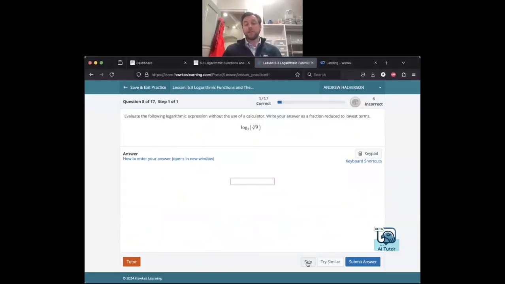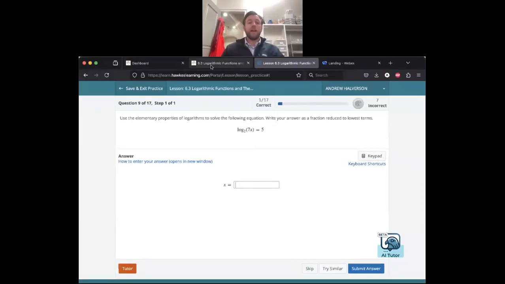Good. I'm glad Desmos is there, because that's a helpful thing. So now it's just more of the same. Translate the log to an exponential. Once you get that, you solve the resulting expression or equation, and then just solve for x. And then find x, right.